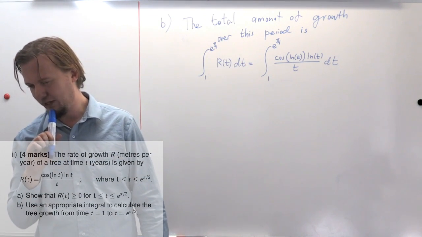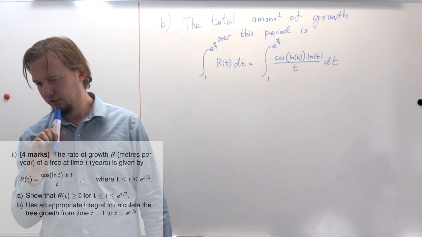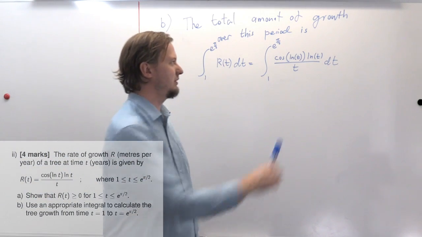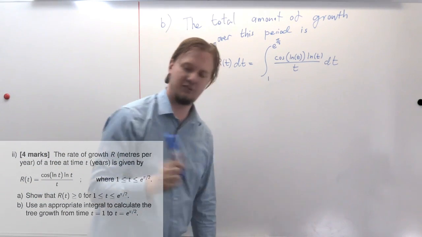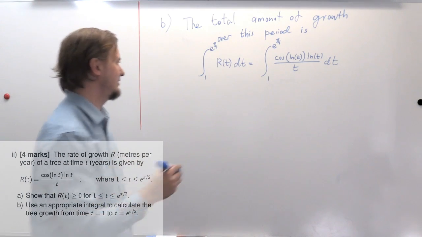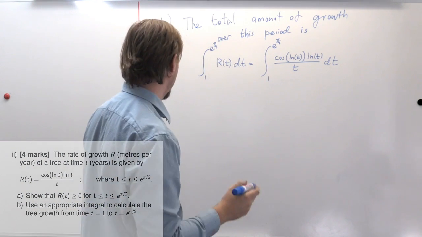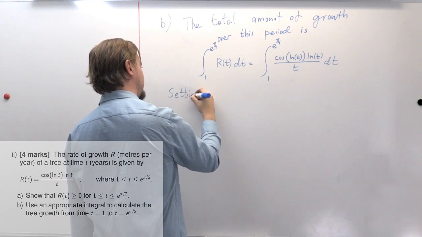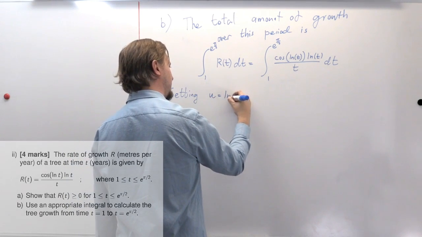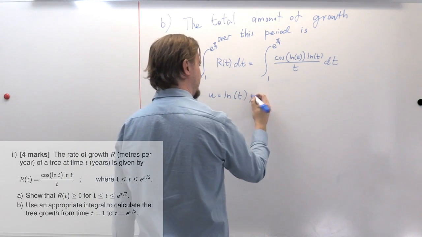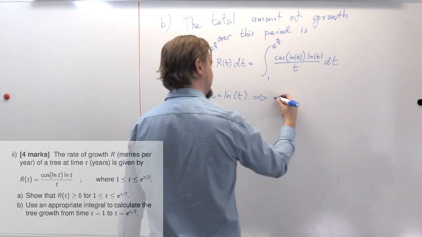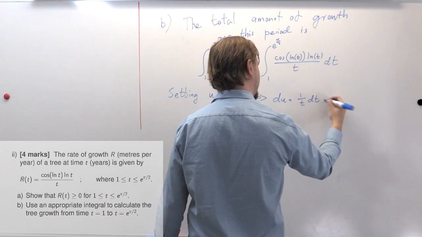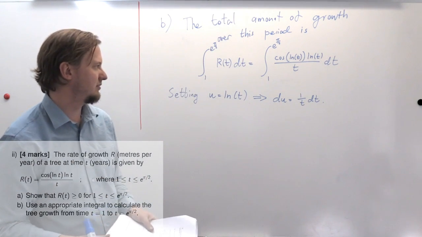But this is quite a tricky integral. So first thing I'm going to do is make my life easier by doing a substitution. If I do the substitution u equals log t, it's a little bit easier. Setting u equals log t gives me that du is equal to 1 over t dt. That's my change in the volume element.